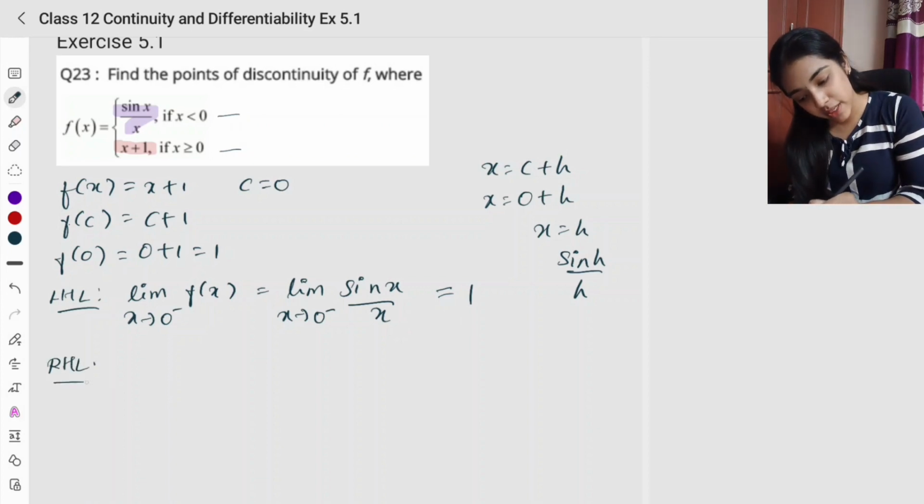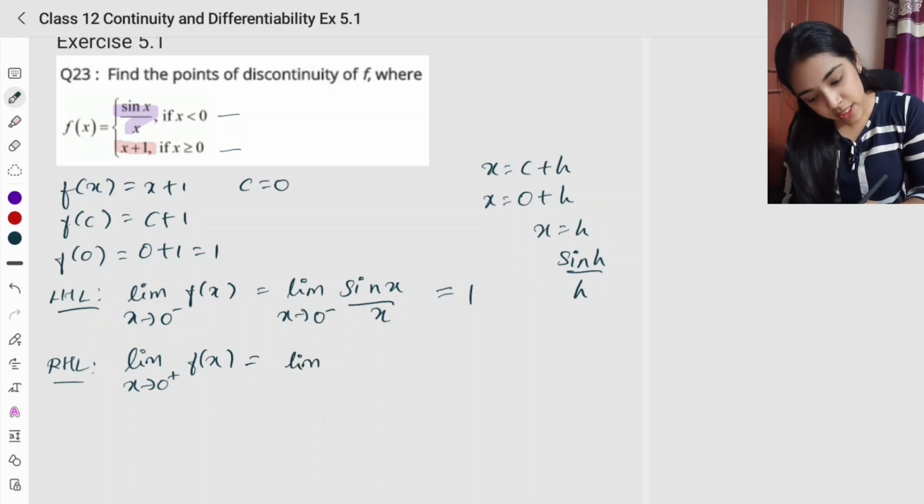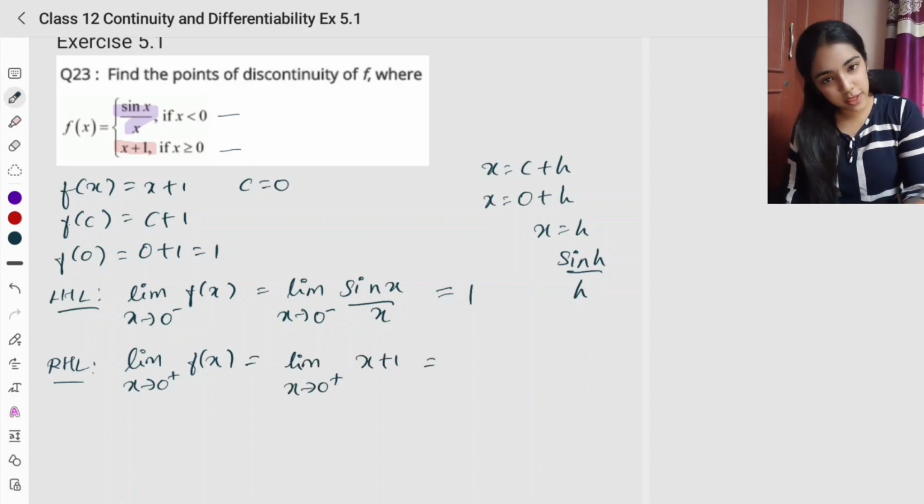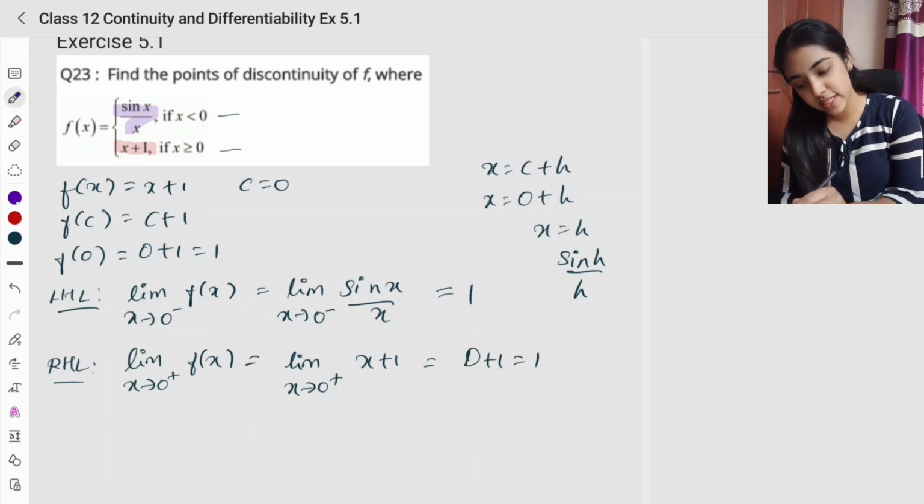What is my left hand limit? Left hand limit is going to be limit x tends to 0 plus of f of x. Again, they are marked in pink, which is limit x tends to 0 plus of x plus 1. When I substitute the value of 0, I'm going to get 0 plus 1, which is going to be 1.